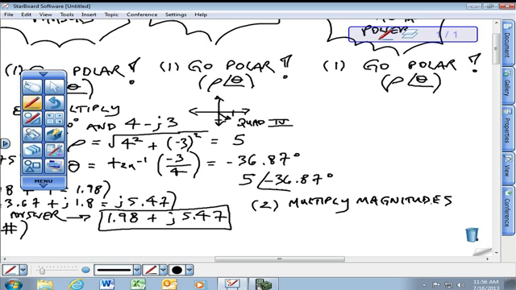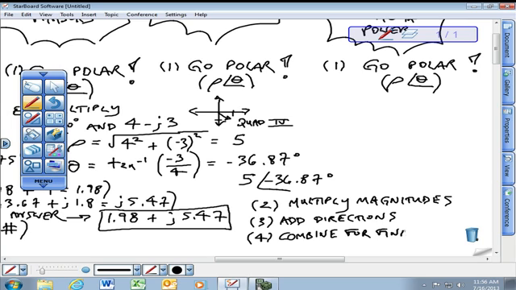Remember, that's your rows. And third step, you're going to add your thetas, or add directions. And then last but not least, combine for final answer. Just like our last problem, combine for final answer.